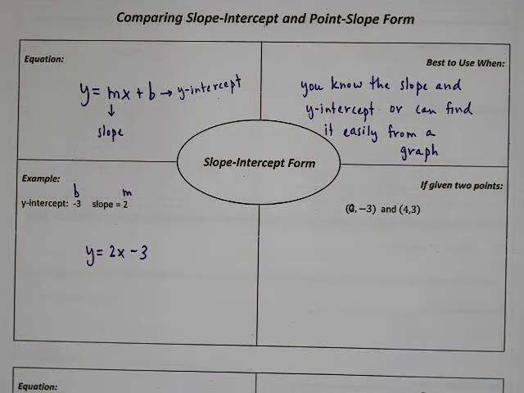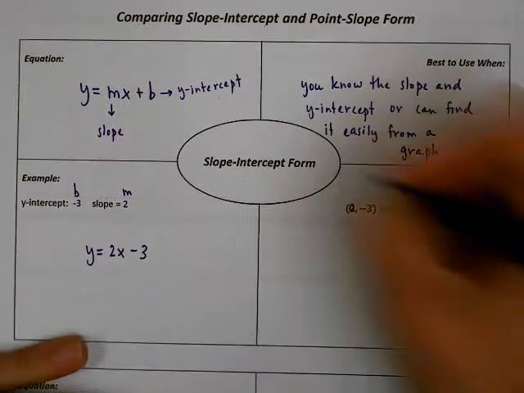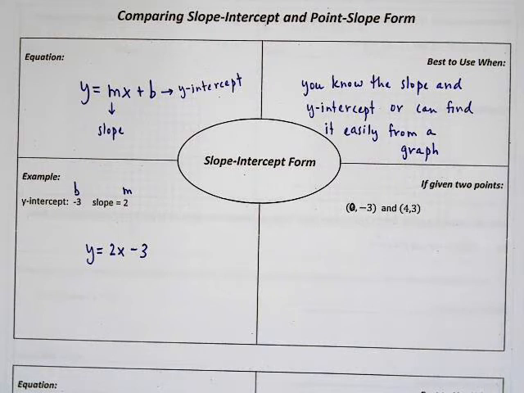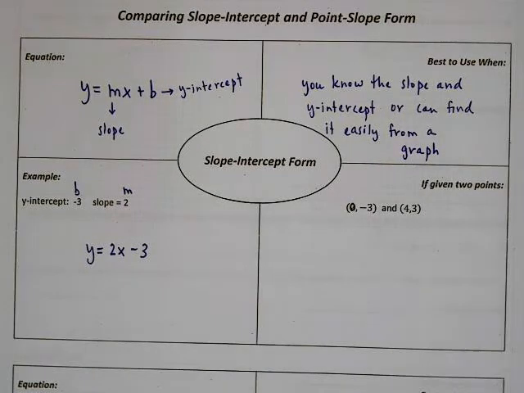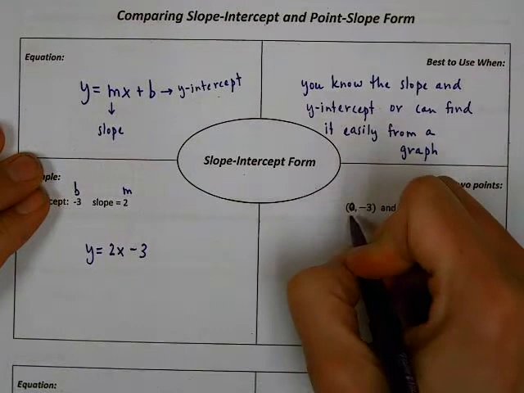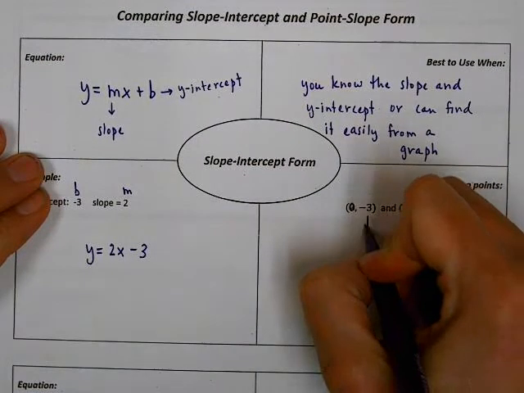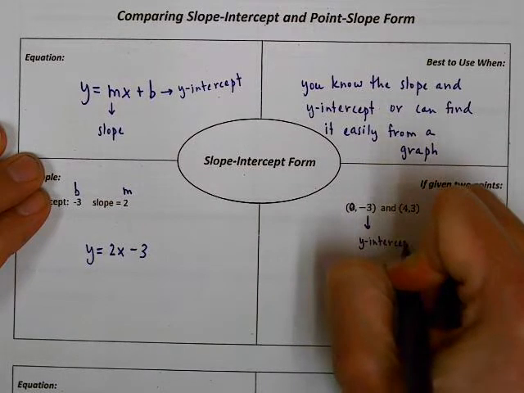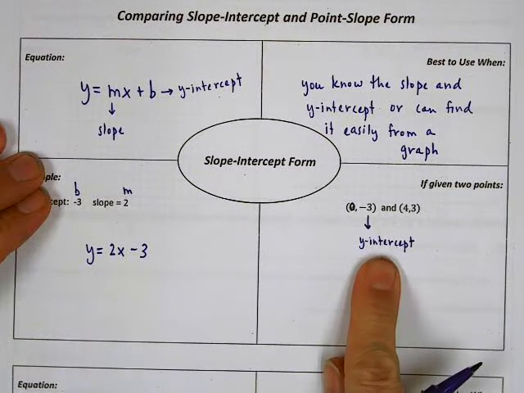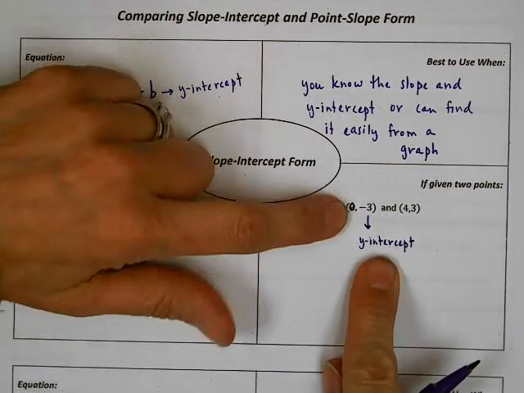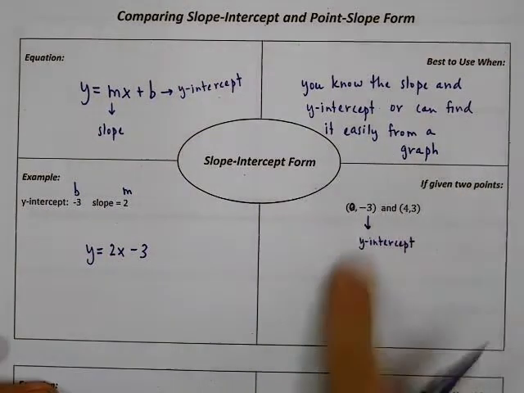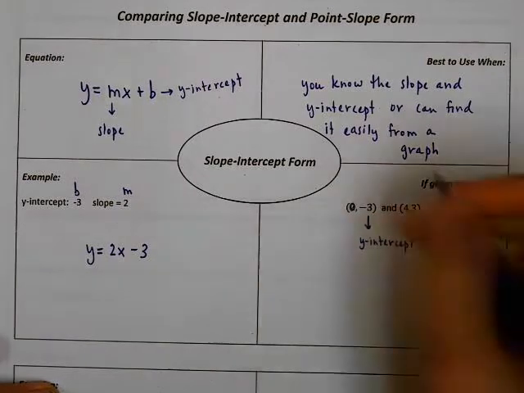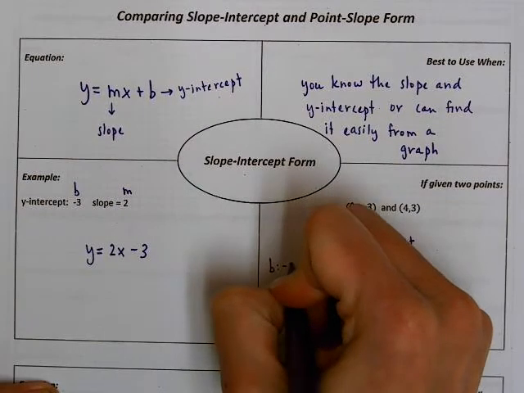Now here I want to look at if we're given 2 points. And I actually want you to change this first ordered pair to 0, -3. And here's why. When you see a point where the x-coordinate is 0, that's telling you that -3 is the y-intercept. Because I know the y-intercept is the place where x is 0. So in this case, even though it doesn't look like it, they're actually giving me that y-intercept. So now I know that my b is -3.